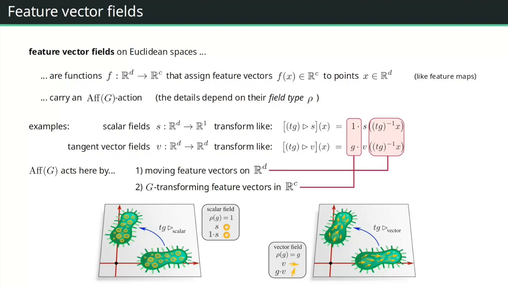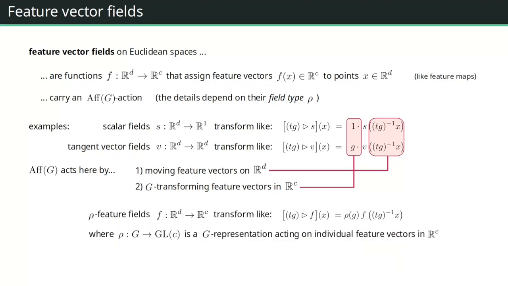And this is what I'm saying here again. You always have this action that you're moving feature vectors on the base space, R^D, but then you have some G transformation also on the feature vectors. It didn't show up before in the scalar field since it's a trivial representation which we are considering there, or a trivial action, which just copies over scalar values but does not change the scalar values themselves. So you could think about some scalar field like, let's say, a pressure field or a temperature field. If you rotate that, each temperature or pressure value goes to a new point, but it doesn't change. And if you have something like a wind field, some flow field, then each vector goes to a new position, but it's also rotated itself. And we can generalize this to general rho feature fields, which are just c-dimensional feature vectors attached to each point in the Euclidean space.